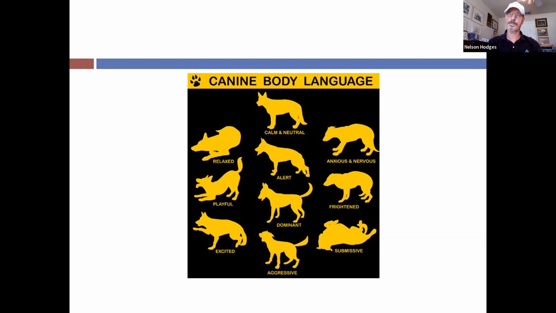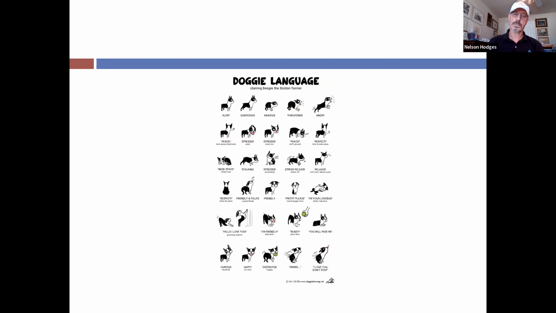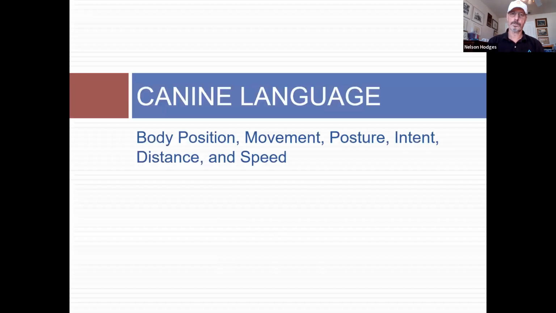When it's just a photo, a couple of photos is going to give me a better situation, but video is where it's always at. There's all sorts of cutesy little things, and some of this helps if you don't know any of that, but that's not really the language. So language for canines is body position, movement, posture, intent, which is the huge thing, distance, and speed. Those are the major categories that they try to communicate with.